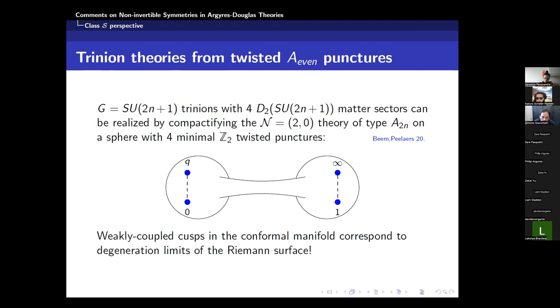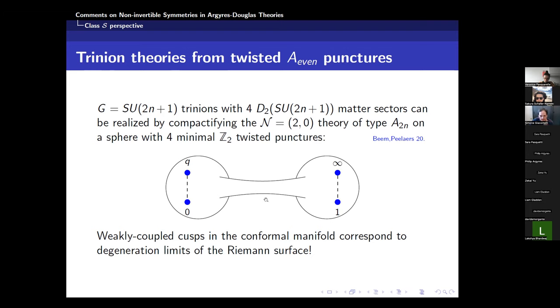Okay. Now, the position of three of the punctures can be fixed to be at 0, 1, and infinity. The fourth one instead is unconstrained, and this is what parametrizes our conformal manifold. This has weakly coupled cusps, singularities at which the Riemann surface degenerates. One is at q equal to zero. In this limit, the Riemann surface degenerates to a pair of spheres, and the SU(2n+1) gauge group associated with this handle becomes weakly coupled.